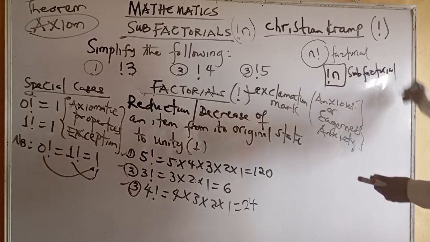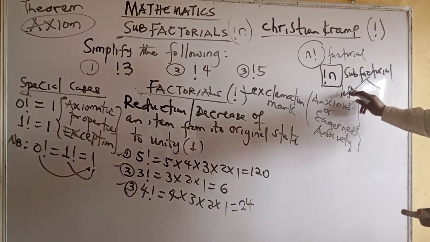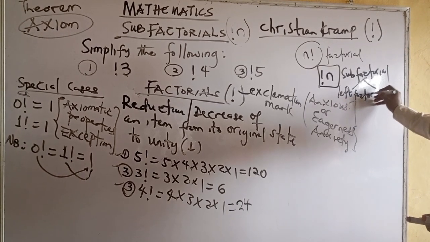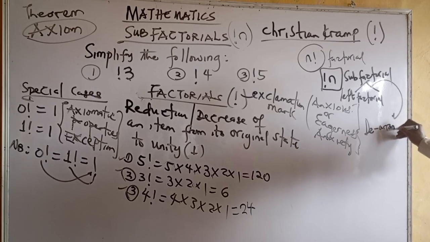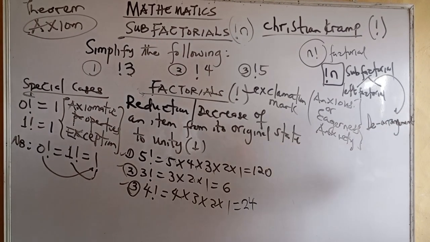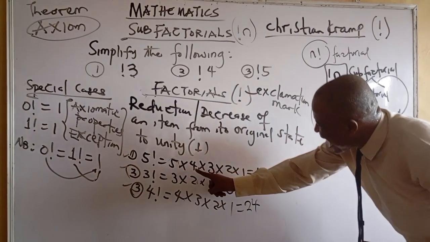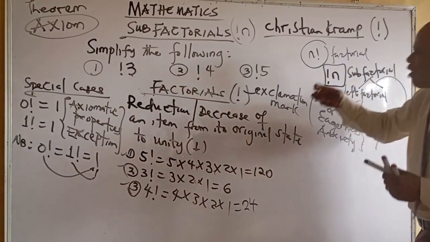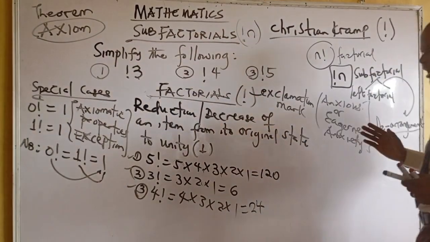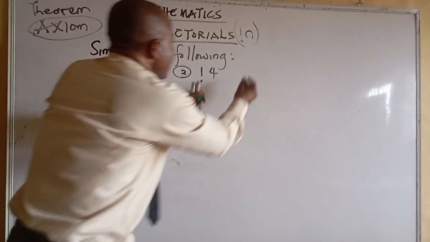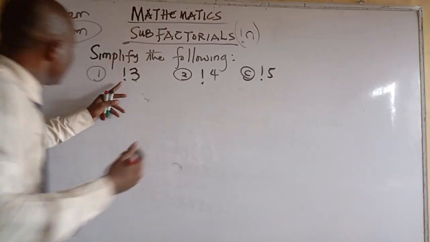Another name for sub-factorial, I can call it left factorial. Or I call it the de-arrangement. Factorial is arrangement. The opposite of factorial is sub-factorial, and the opposite of sub-factorial is factorial. I clean the board. We solve the question of the day.